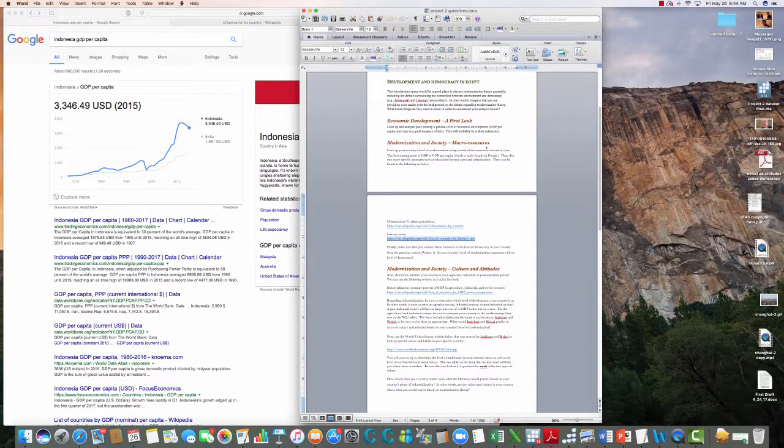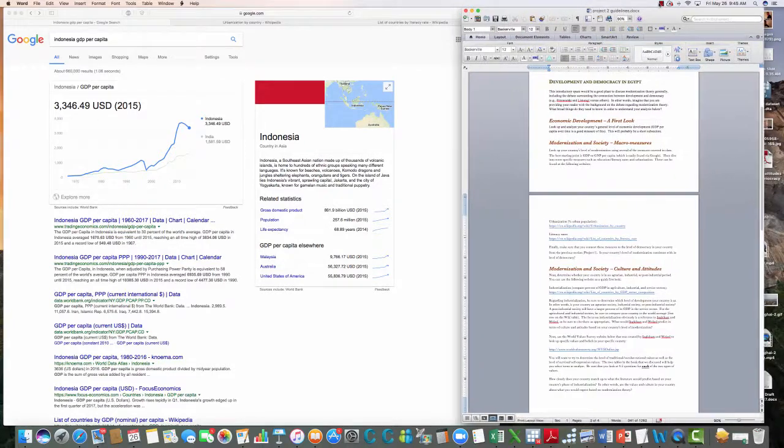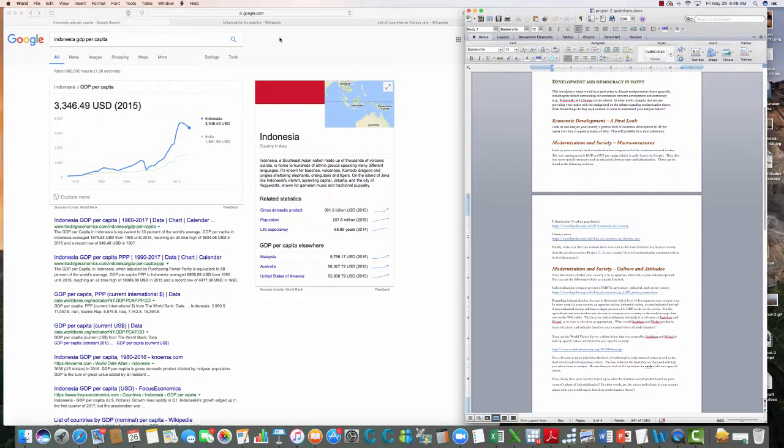The second subsection is modernization society, the macro measures. Notice I've got two links here for you. These are Wikipedia entries for urbanization and literacy rates. Remember that Lipset said that education and urbanization were two of the main factors, correlates of democracy related to modernization. And so we're going to focus on those two. The other factors that we talked about are really hard to find, and we have a very limited amount of time this summer, so I'm going to focus just on these two. They're good enough for what we want to do.